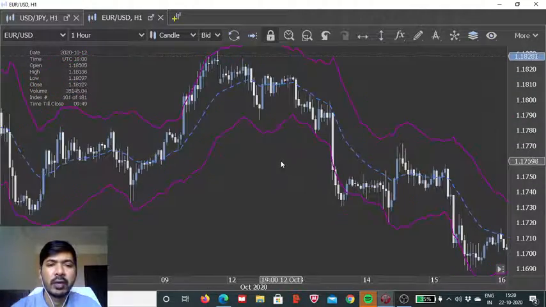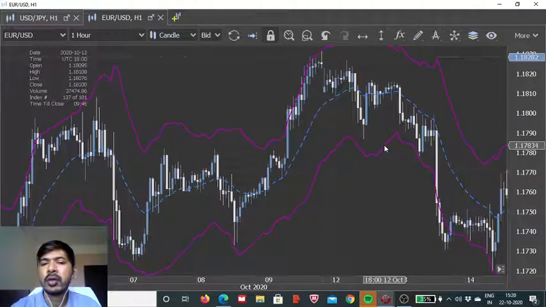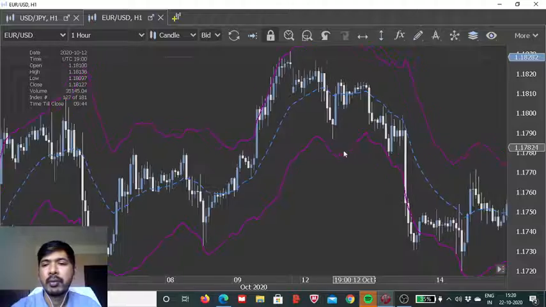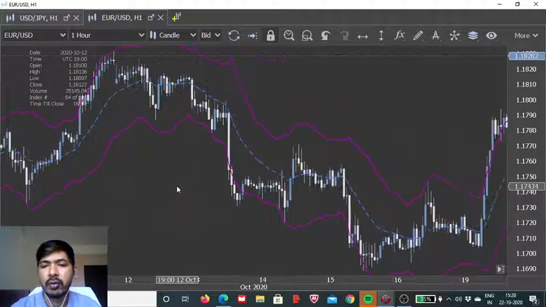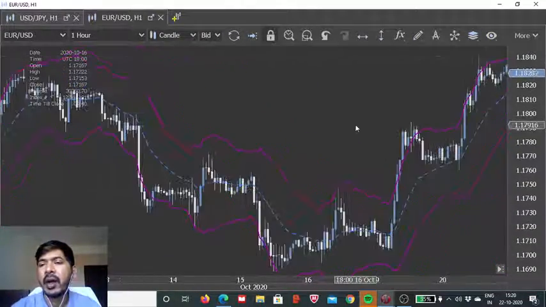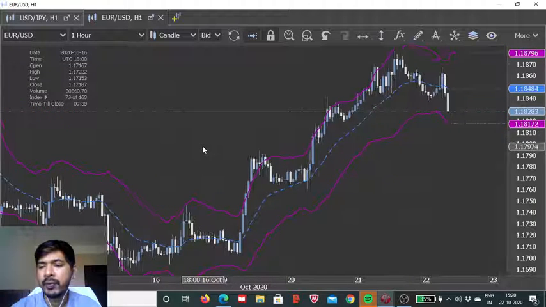So both ways you can use this indicator to find the momentum, and then try to figure out the optimum entry and exit possibilities. So that's it from my side for today's session.